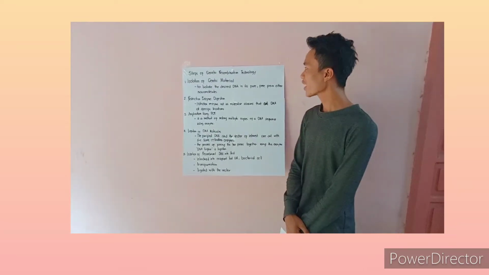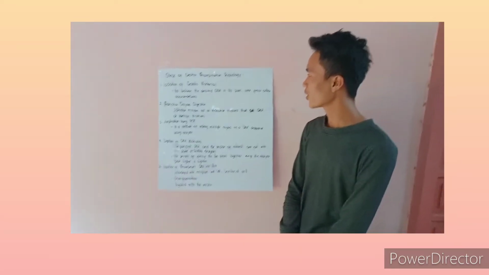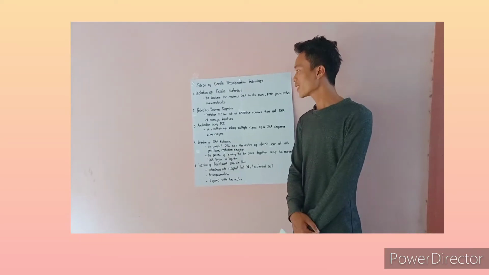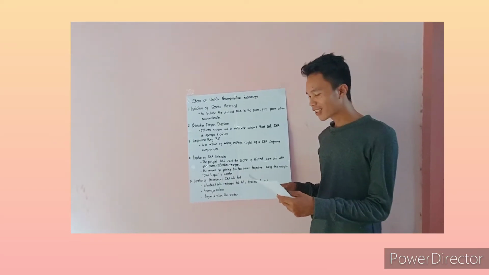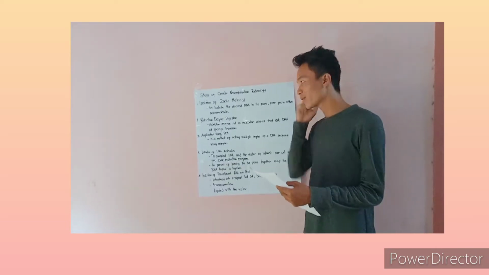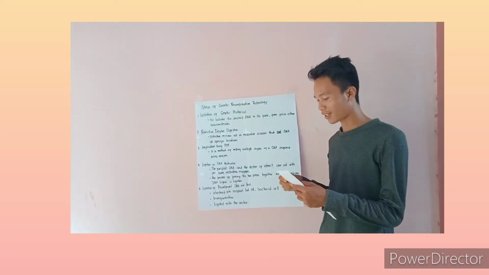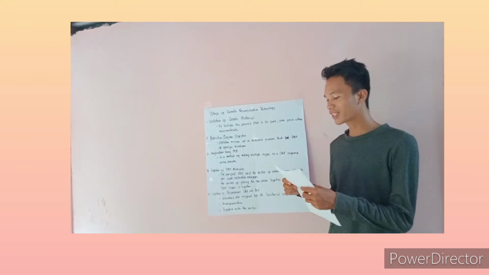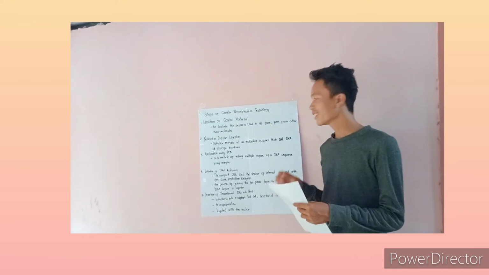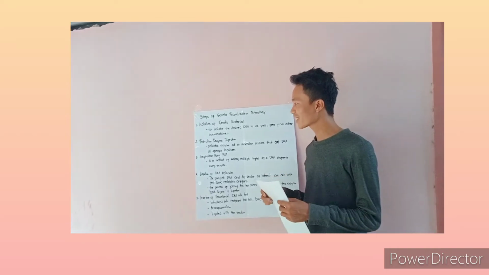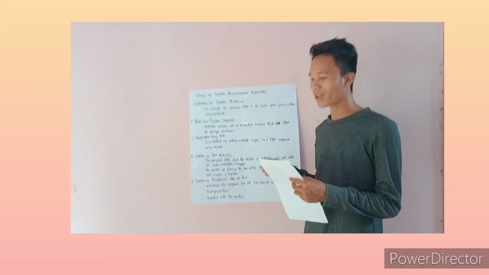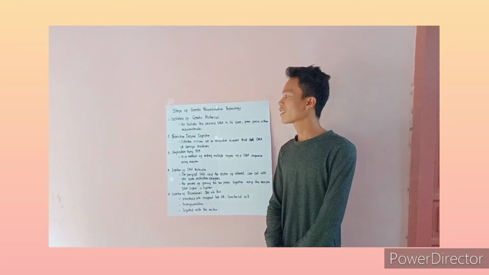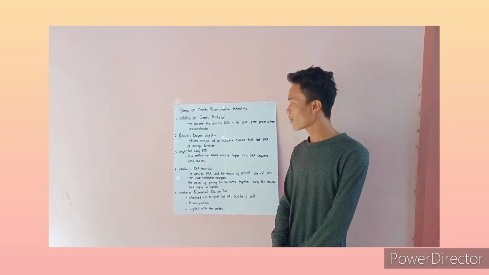To isolate the desired DNA in its pure form, free from other macromolecules. Since the DNA exists in the cell together with other macromolecules such as RNA, lipids, protein, and so on, DNA must be separated from them. Then let's go to the second step, the restriction enzyme digestion.